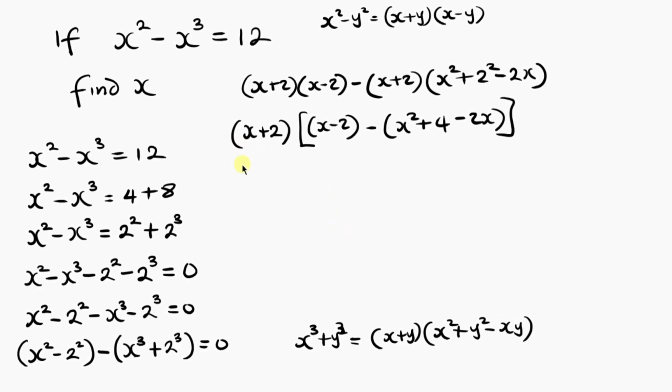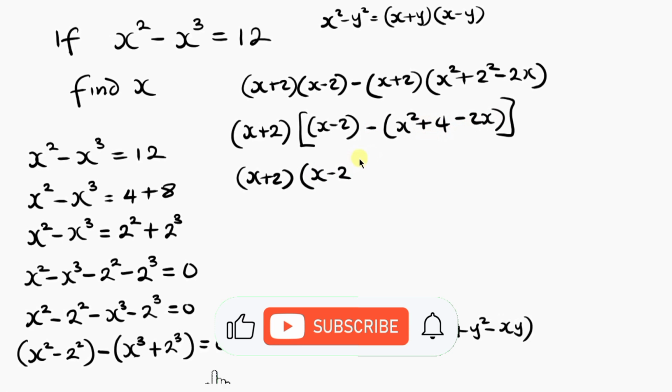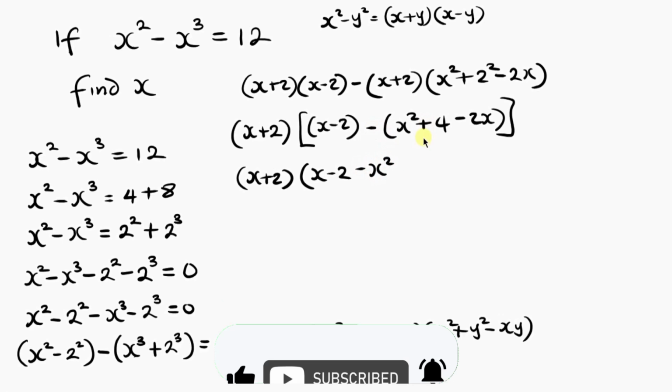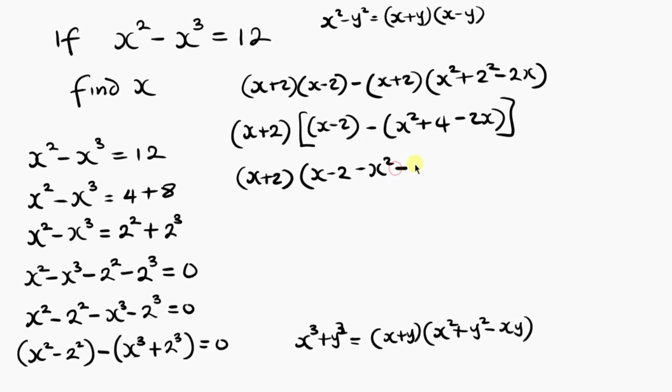Now, this is x plus 2 we have outside. Now, here, we're going to be opening this bracket with this negative we have outside. So let's do that real quick. I have x minus 2. Now, use this minus to open up the bracket. Minus x squared. Minus times plus gives us minus 4. Minus times minus gives us plus 2x. There you have it.